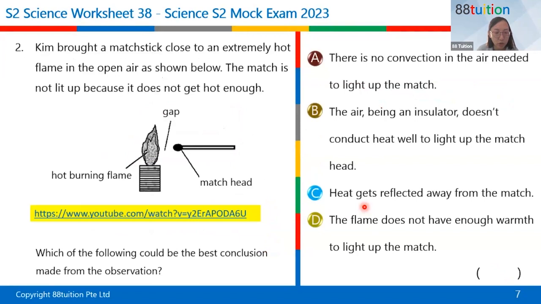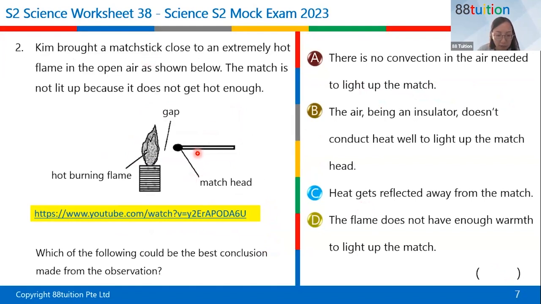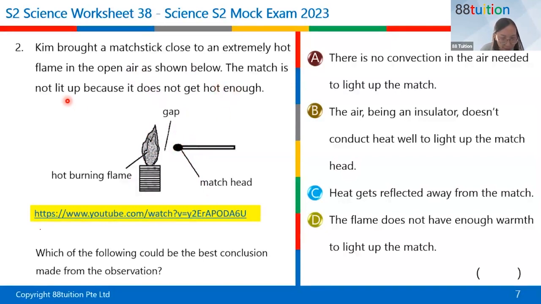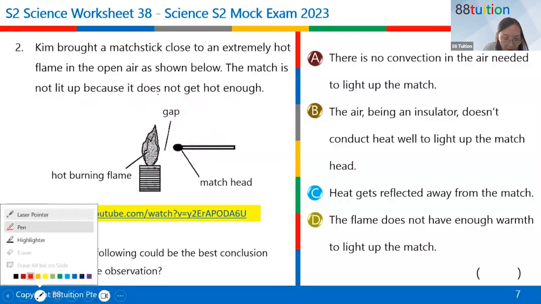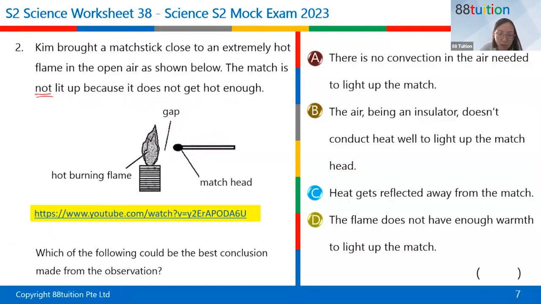Okay, then next, question 2 is a matchstick. Now, Kim brought a matchstick close to an extremely hot flame in the open air. This match is not lit up because it does not get hot enough. So you can watch this video. I did not show you this video just now, so on your own, you can watch the video. It's a very interesting video. So which one is the best conclusion?